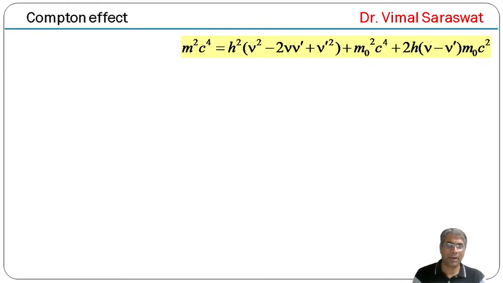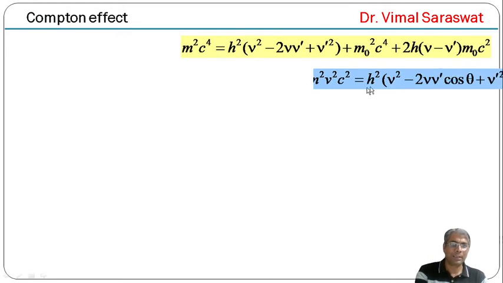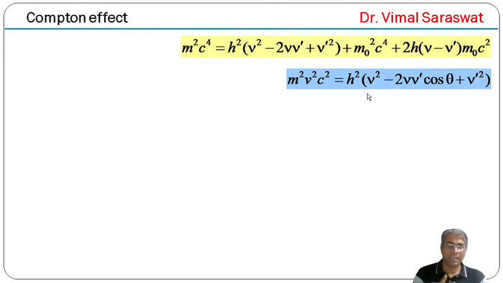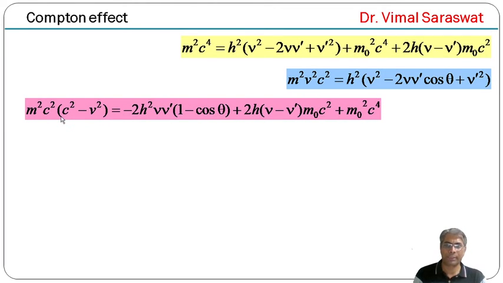Now we have this equation and also this equation. Now if we subtract this equation from this one, so on subtracting equation 2 from 1, we get m²c² common on left hand side, and in bracket c² minus v². So m²c², and in bracket c² minus v².